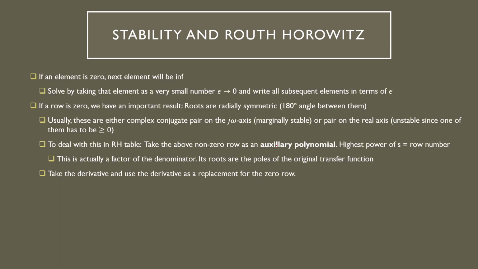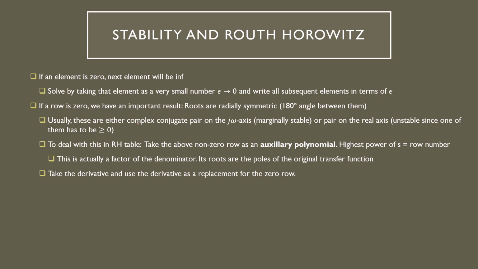If you find a zero element, this poses a problem because the next element below it is going to be infinity because it is 1 over 0. You can solve this by taking the element as a very small number, e approaching 0, and write every term in terms of that.